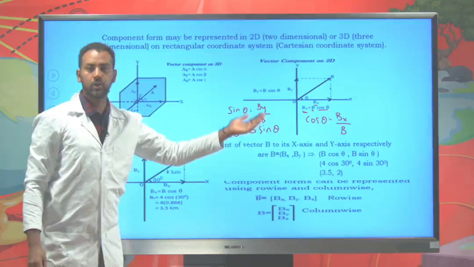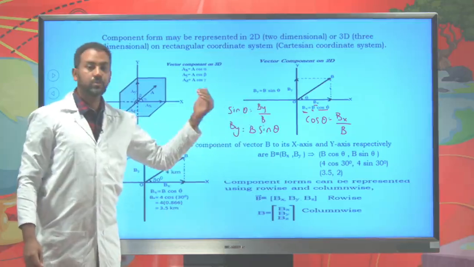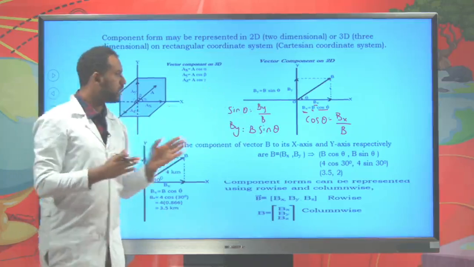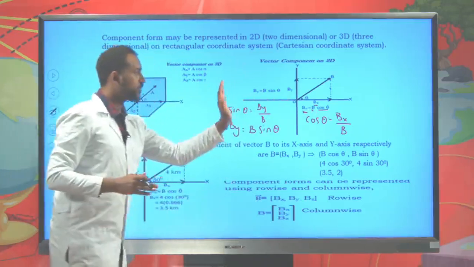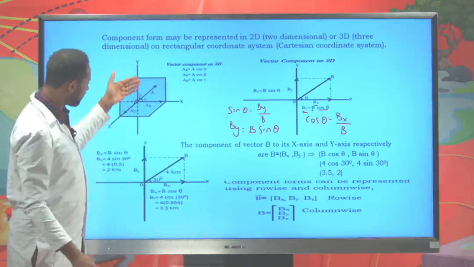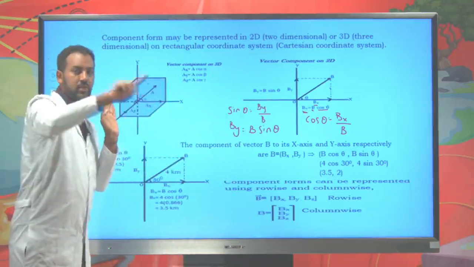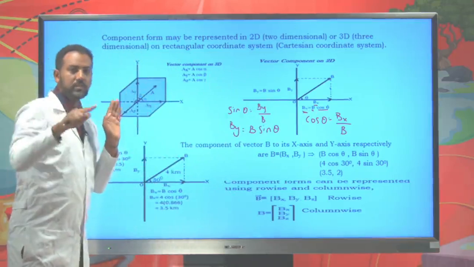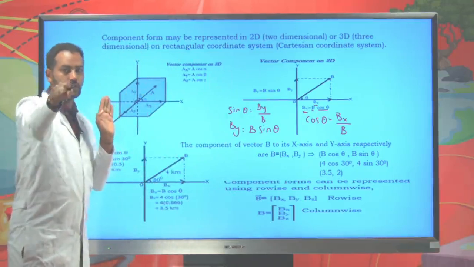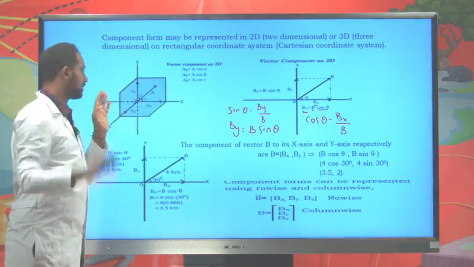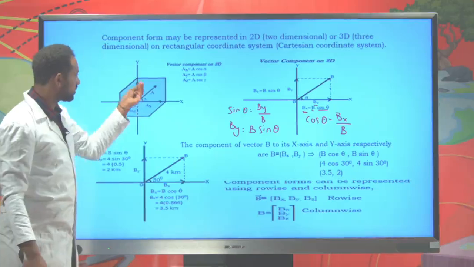It's also possible to decompose this vector onto the z-axis. Usually we focus only on the two dimensions, the x-axis and the y-axis. But it's also possible to decompose it along x, along y, and along z, which is the axis acting or directing towards you or towards me. X-axis, y-axis, and z-axis. Therefore, it's possible to see in 3 dimensions.